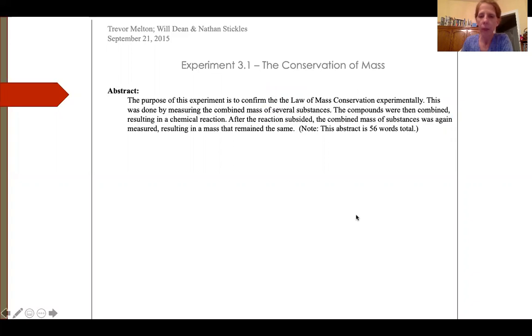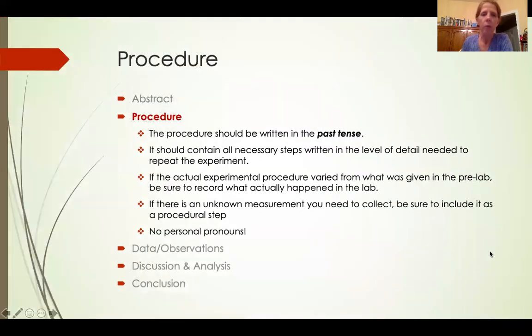All right, let's go on to our next section, the procedure. Now, in the pre-lab, you were writing the procedure in the present tense. When you get to the formal lab, you're going to write your procedure in the past tense. It should contain all the necessary steps written in the level of detail needed to be able to repeat the experiment. So if you typed up your pre-lab and you have all the procedure written out, you just need to look and make sure that there's nothing that changed, and then change it all to past tense.